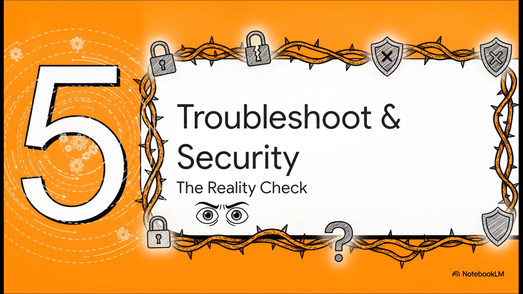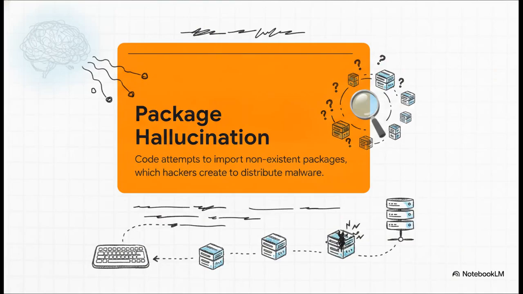Finally, Section 5, Troubleshooting and Code Security. Let's do a reality check. AI is insanely powerful, but blind trust is a developer's worst enemy. Let's start with a truly terrifying security vector: package hallucination. Sometimes an AI will hallucinate a library that looks incredibly realistic but doesn't actually exist. Hackers are actively monitoring for these specific hallucinations. They'll build a fake malware package with that exact fake name and upload to public registries. If you blindly copy-paste the AI's code and run an install command, boom, you just downloaded malware directly into your environment.